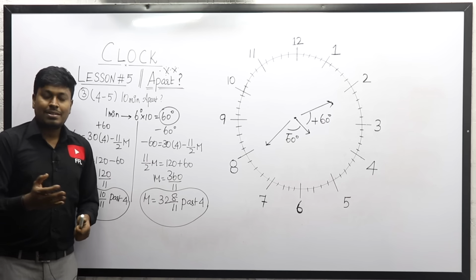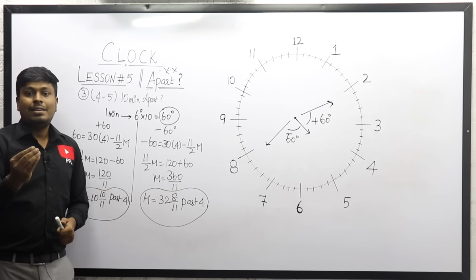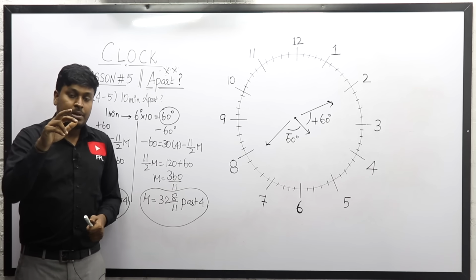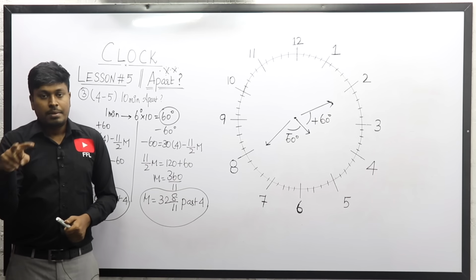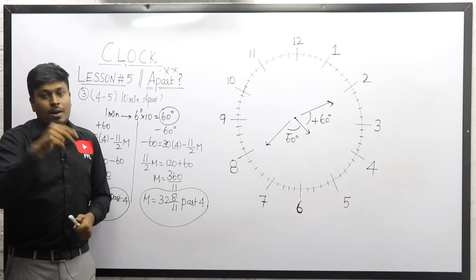So friends, understood this lesson? This lesson is very easy when compared to all the previous lessons. The only thing is you should know the steps. What is step number 1, then step number 2, and in step number 2 why we are getting 2 answers, because they are talking about only apart. Apart means it can be ahead or else it can be behind.